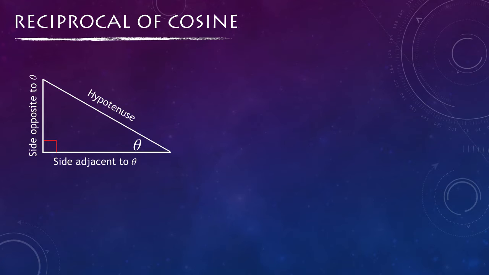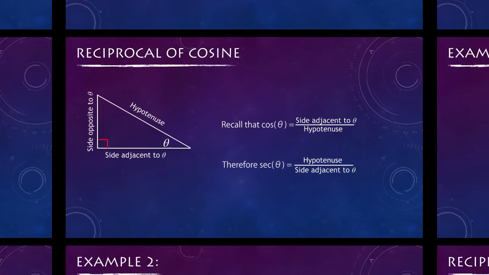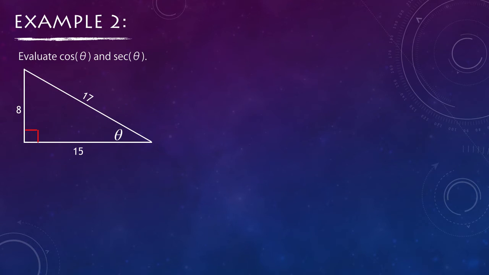So we can define the reciprocal of cosine, much like we did for sine earlier. Recall from SOHCAHTOA that cosine is adjacent over hypotenuse. This means that secant will be the reciprocal of that. Secant is hypotenuse over adjacent. We can apply this definition to the example we saw earlier and say now, looking at this triangle, cosine of theta is adjacent over hypotenuse, which gives us 15 over 17, and secant of theta is hypotenuse over adjacent, which is 17 over 15.